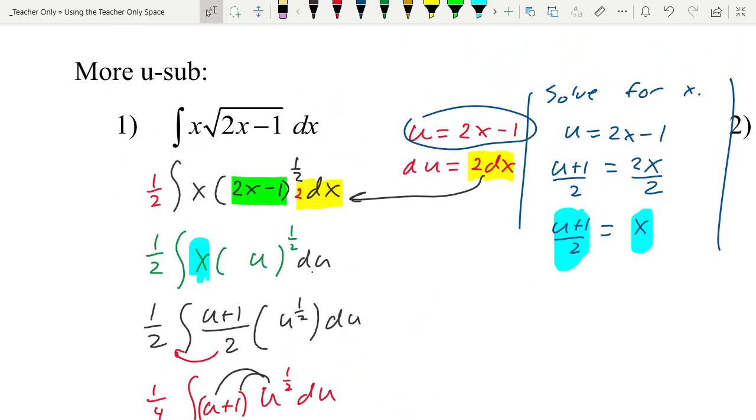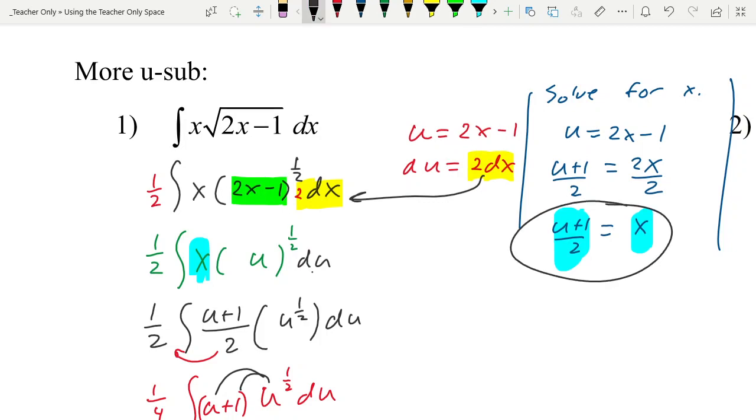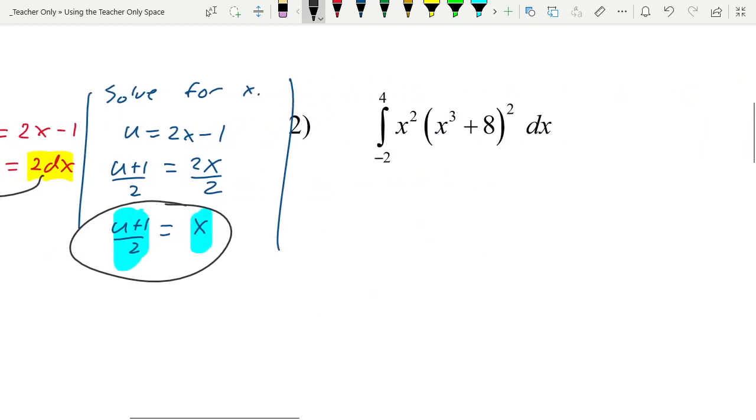So to remember, we can use the substitution of 2x minus 1 and replace that with a u, but we could also solve for x and use that as our substitution to get rid of the x's and turn it into u's. Okay, so a good new technique, pretty awesome, I hope. All right, let's move on to the next one.